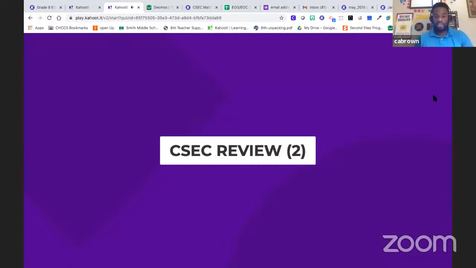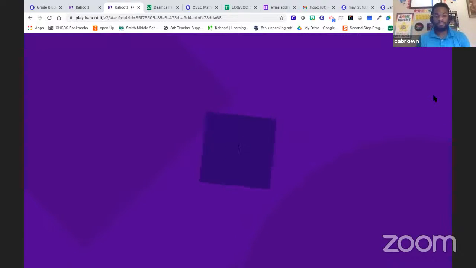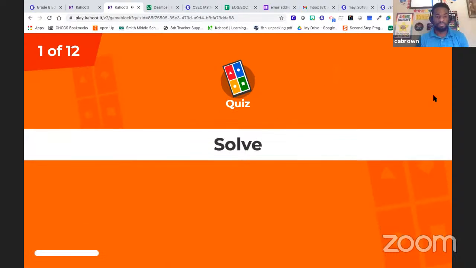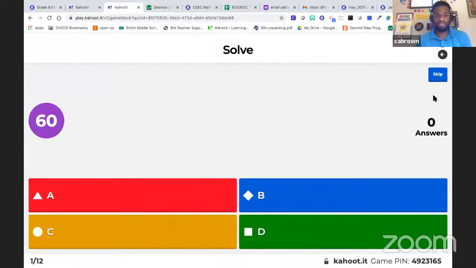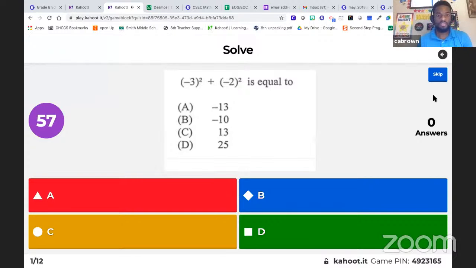All right, so we're going to review a few questions. I think there's a minute to answer each question. All right, so go ahead and solve -3 squared plus -2 squared. What is that equal to? Put your answers in. You should be able to see the options on your screen, A, B, C, or D. Remember, when you square a negative number, it becomes positive. Keep that in mind.